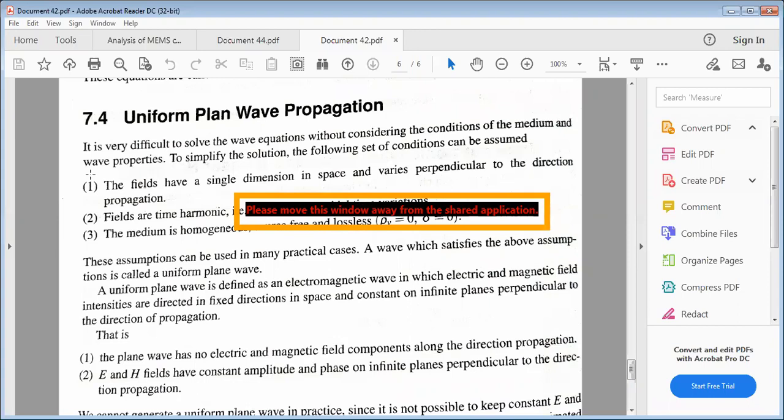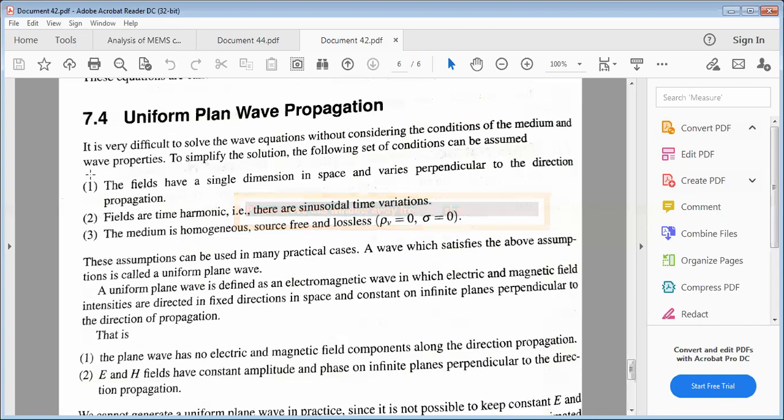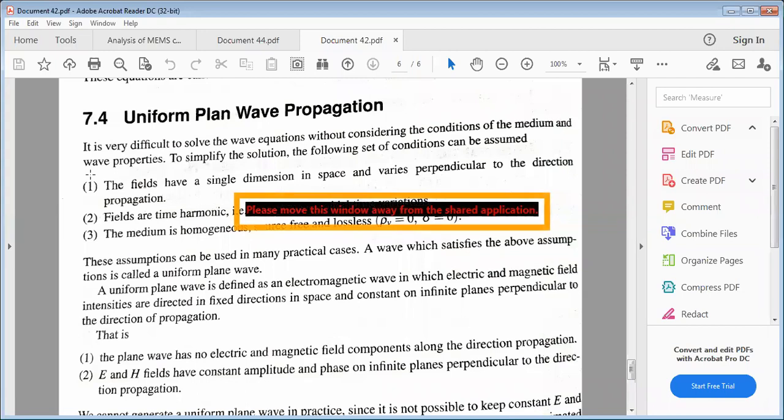In that, the first point is the fields have a single dimension in space. The fields have a single dimension. That is 1D, not 2D or 3D. Single dimensional, and it must have one physical quantity. The fields have a single dimension in space and vary perpendicular to the direction of propagation.